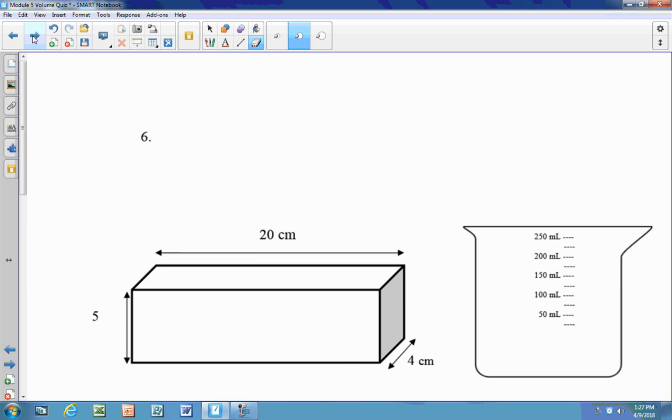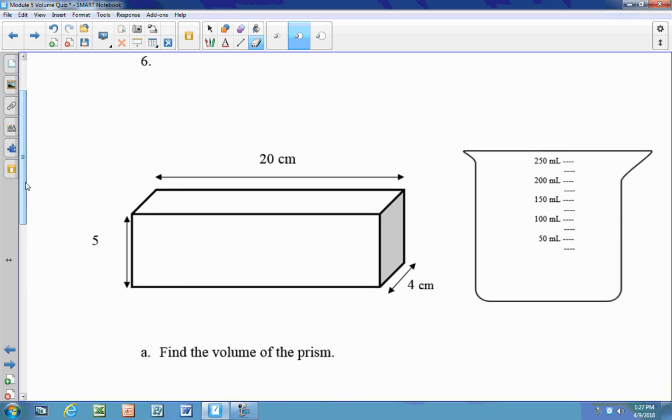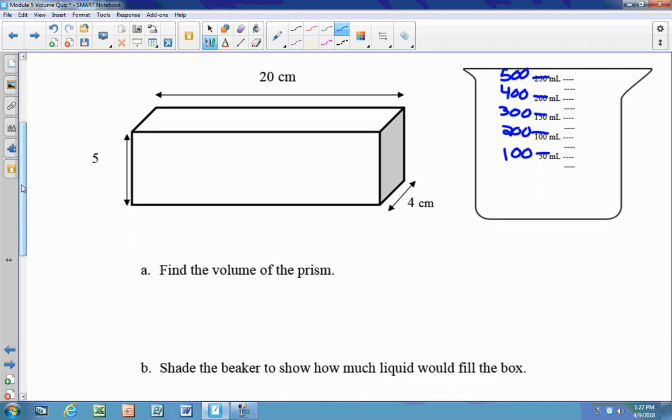So now, on this one, we have some mistakes in here. We had said this won't work with what we have set up, so we're just going to quickly switch these. So we have different measurements, and we know that every milliliter is equal to 1 cubic centimeter. So the first thing is, it says to find the volume of the prism. That's right here. So we know that volume equals length times width times height.